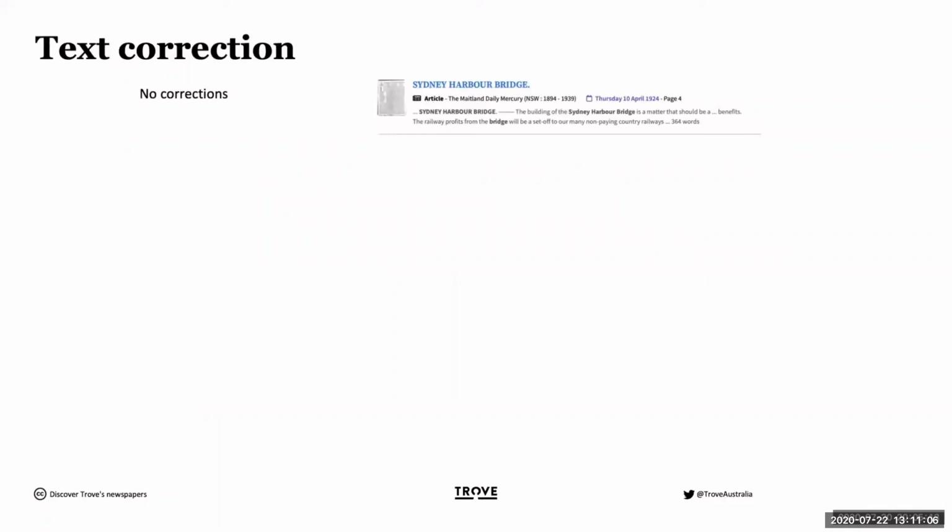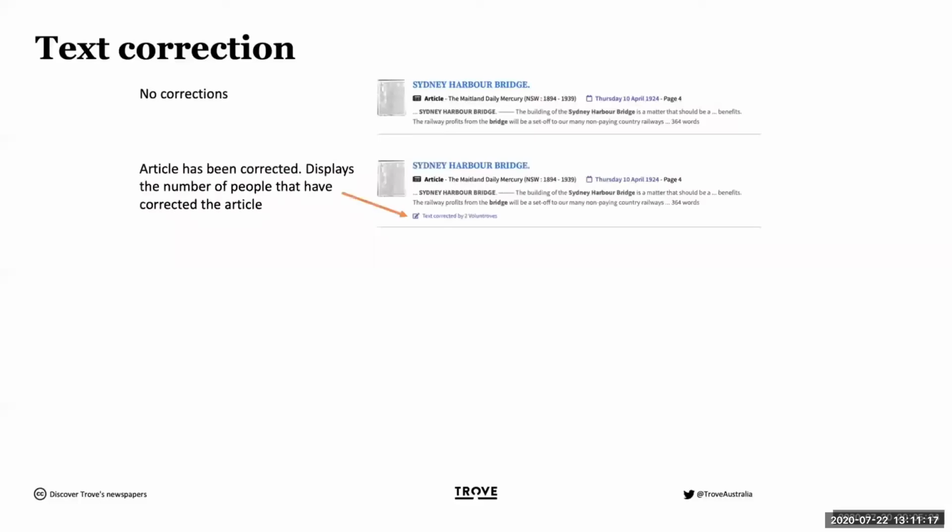So if a result has no corrections, this means it's free to correct. If an article has been corrected, it will show the number of people that have corrected the article. It won't show you who has corrected the article, just how many people have corrected it.